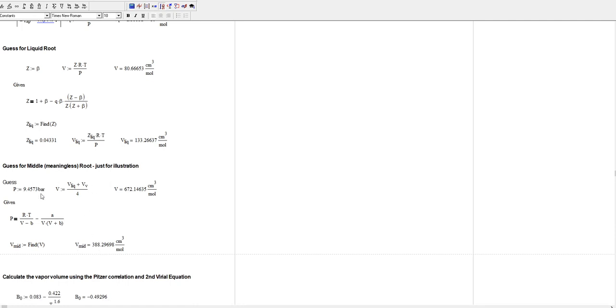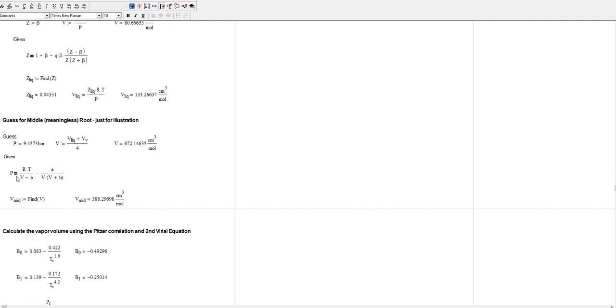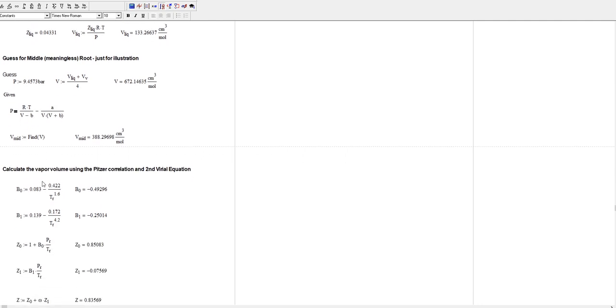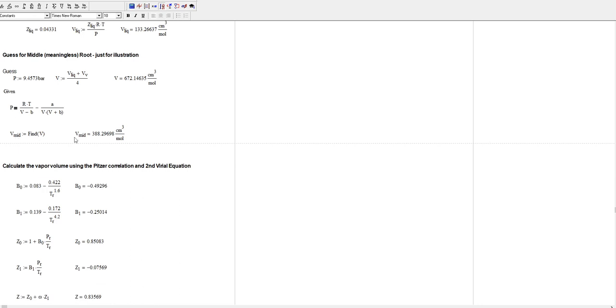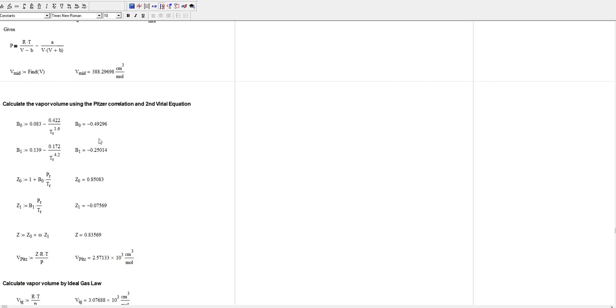But this is meaningless, right? And what I showed you here is that I don't even have to make this equation explicit in V. I made this equation just like we had before, written in terms of P as a function of V. MathCad can solve for that and give you that root.